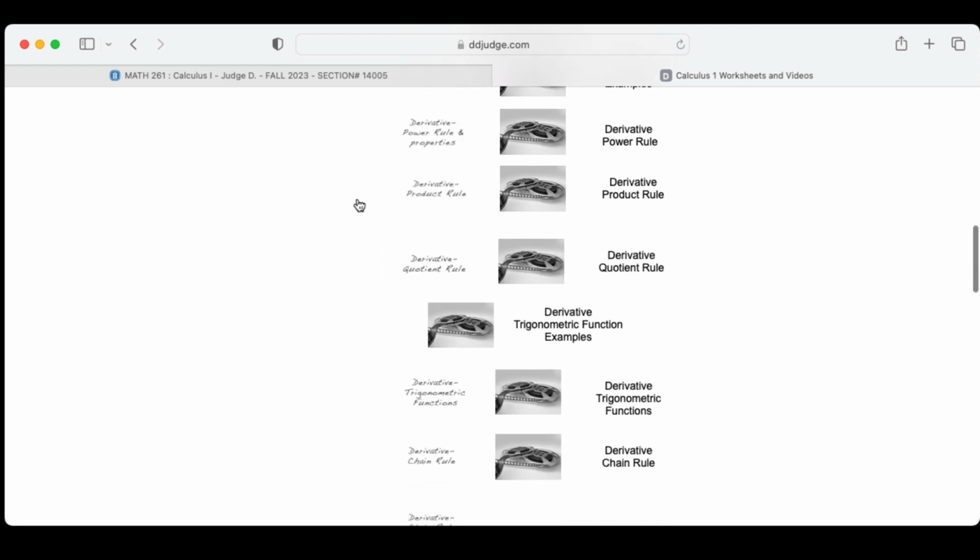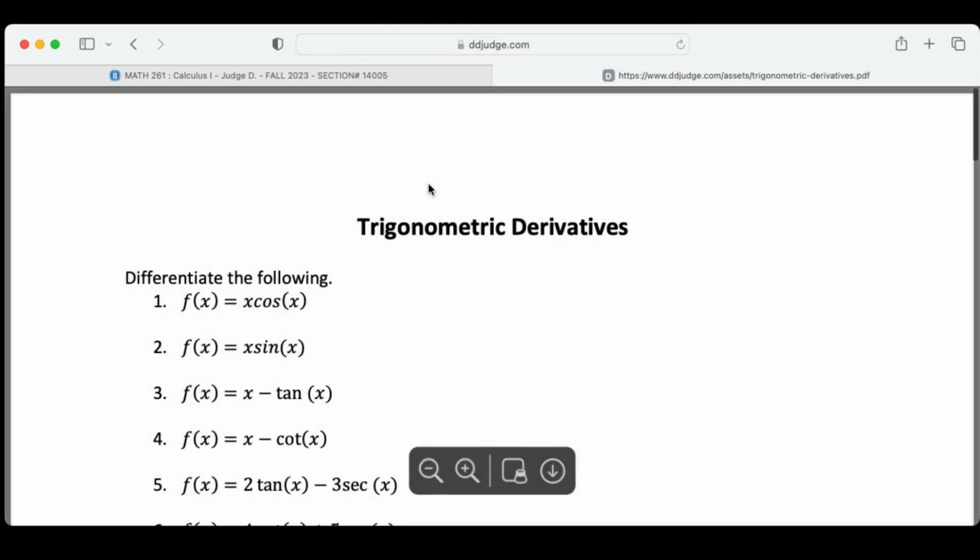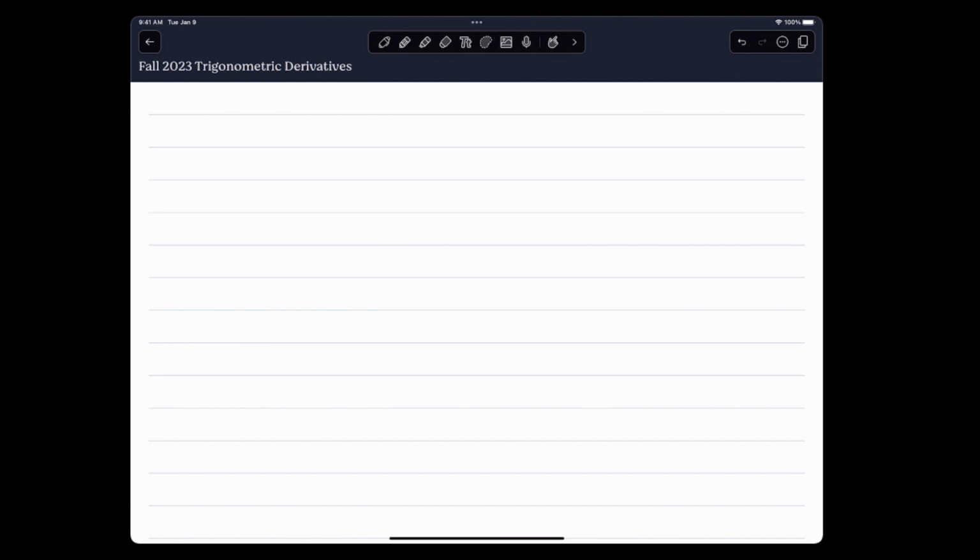Power rule, product rule, quotient rule. I don't want to do this derivative of trigonometric functions. So we're going to give you some more derivatives, okay? And so let me show you guys how to differentiate. We're going to do this over the weekend so you guys get some good practice with derivatives.